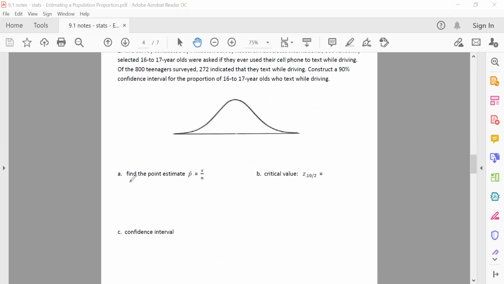So here we go. Let's rock and let's roll. P hat is going to be X over N. X is going to be the 272 who indicated that they text while driving, divided by 800, which is the sample size. X over N, that's all that means. So 272 divided by 800 will come out to exactly, without needing to round, 0.34, which is nice.